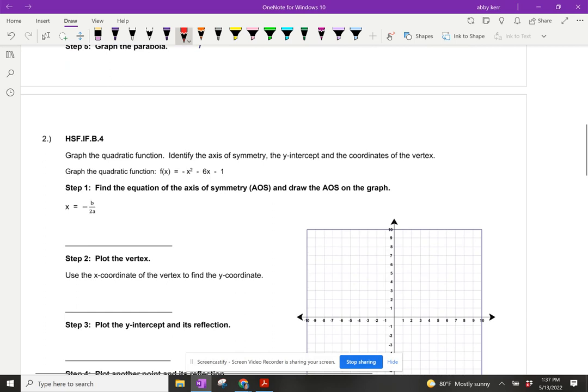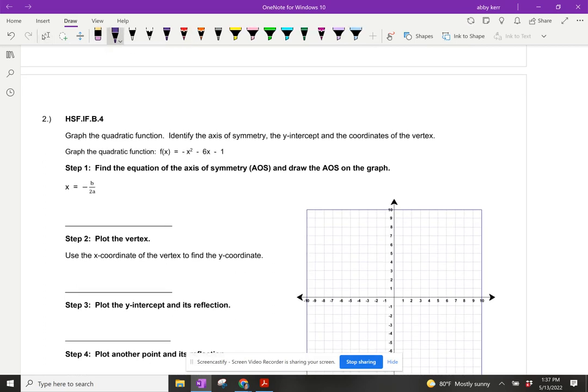For number 2, you're going to do the exact same thing. Be careful, your a value this time is -1, your b value is -6, and then your c value is -1. So the opposite of -6 is 6 over 2 times our a. So when we evaluate that in the calculator, you're going to get -3. So in this case, x equals -3. So we're going to go draw that vertical line.